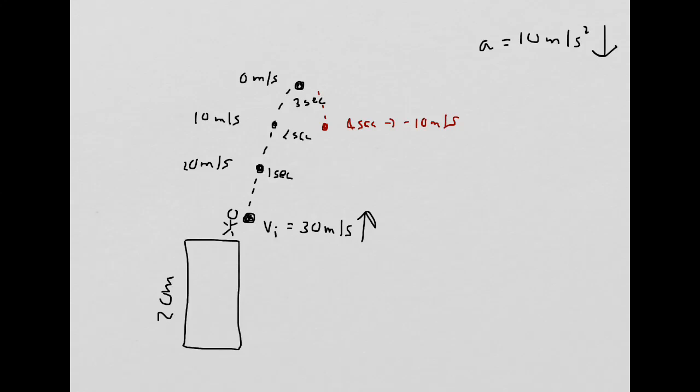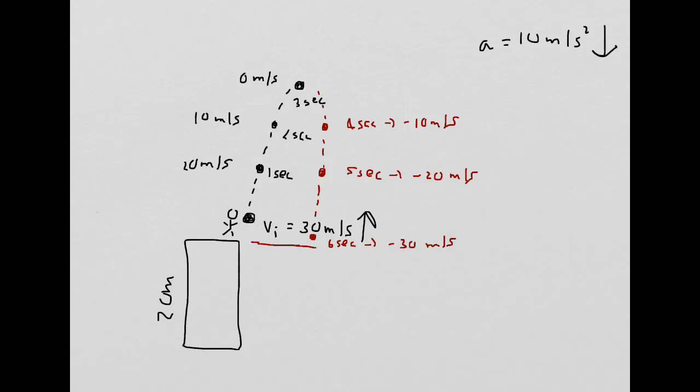Now, let's say at time 5 seconds, so it's 2 seconds after it's changed direction, the velocity is negative 20 meters per second. After another second, the ball is right here, so that's after 6 seconds, and the velocity is negative 30 meters per second. So notice that the ball is actually at the same exact height it started at, so this is the same height, and the velocities have the same magnitude but opposite directions.